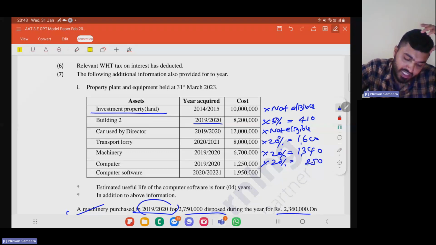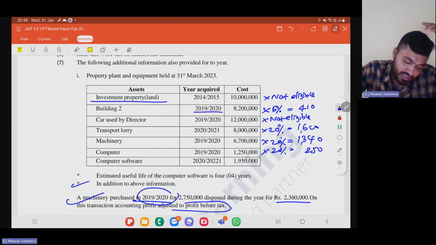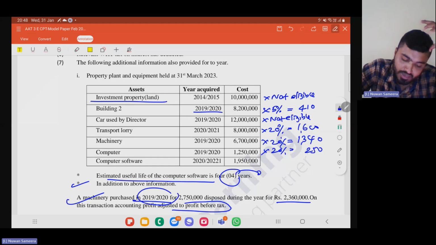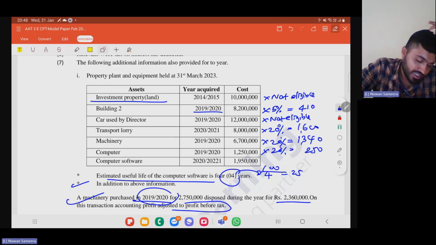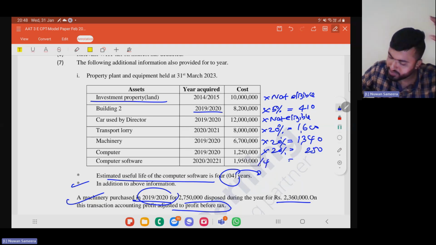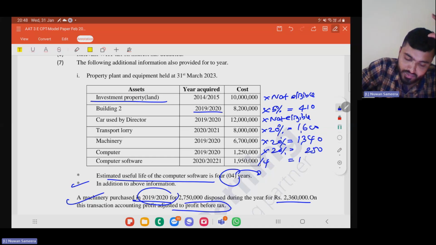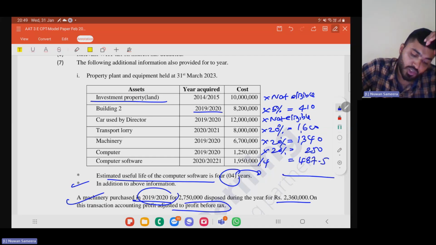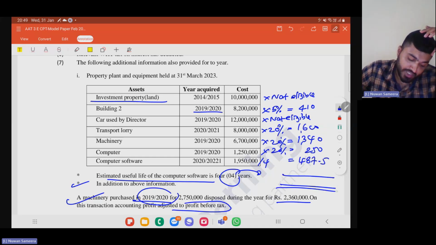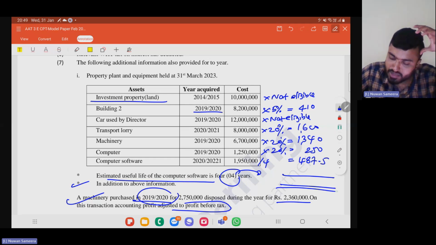And the computer software, regarding the computer software, the useful lifetime is now 4 years. If it is 4 years, that is 25%. How can you convert 4 years to the rate? 4 years means 100 divided by 4. This is 25%. Otherwise, you can divide by 4, or multiply by 25, whatever the easy method. So 1,950 divided by 4 is 487.5.